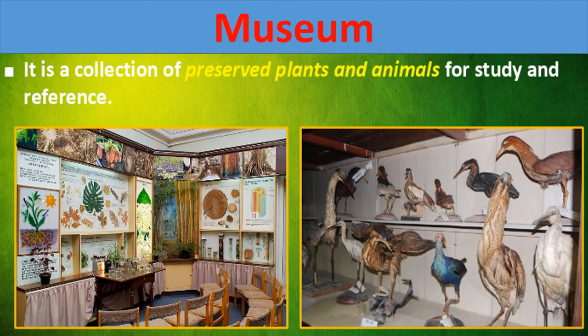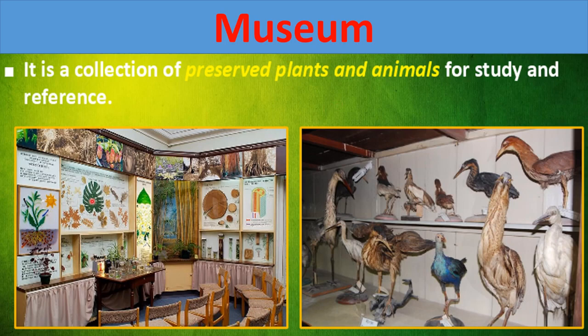Next taxonomical aid is museum. So museum is a collection of preserved plants and animals for study and reference. What is the difference here? In botanical garden, plants were living plants, but here preserved plants. Okay, dead plants and animals, they are preserved for the study and reference in the museum.